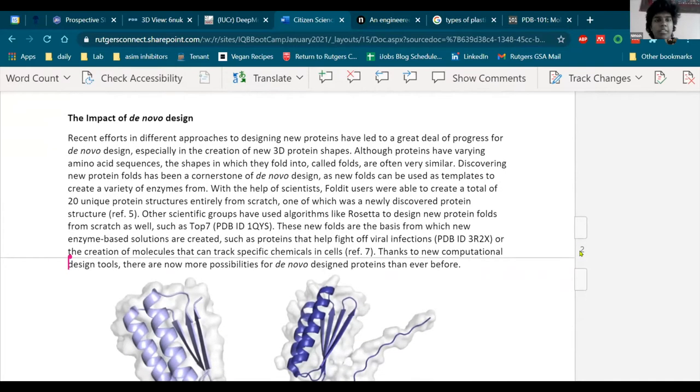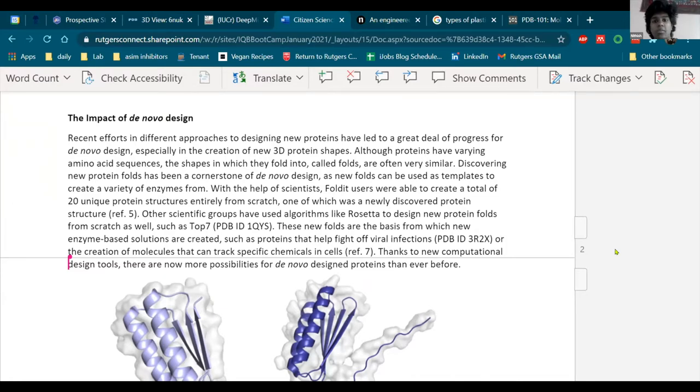So, the impact of de novo design. Recent efforts in different approaches to designing new proteins have led to a great deal of progress for de novo design, especially in the creation of new 3D protein shapes. Although proteins have varying amino acid sequences, the shapes into which they fold, called folds, are often very similar. Discovering new protein folds has been a cornerstone of de novo design, as new folds can be used as templates to create a variety of enzymes.